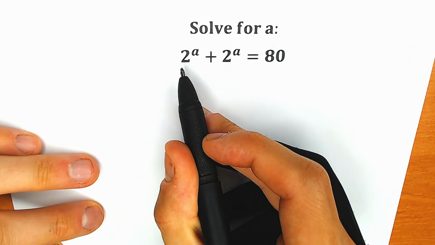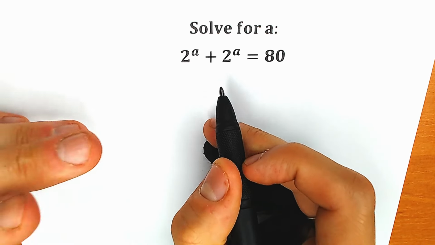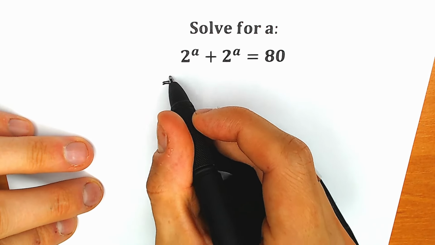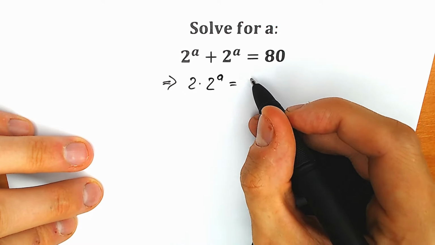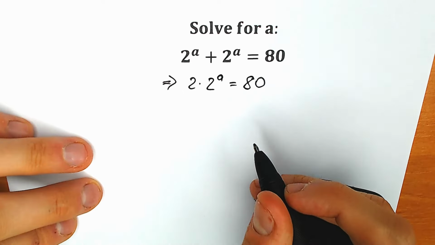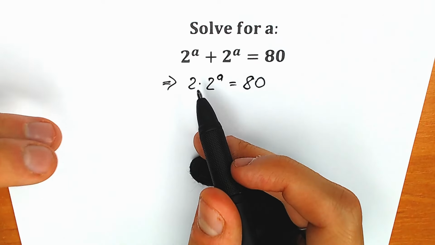So first of all, on the left side we have 2 to the a plus 2 to the a. We can easily add it without any problem, so we can write it as 2 times 2 to the power a equal to 80. And a lot of students might be asking, why can we write it like that? And here's my quick answer.